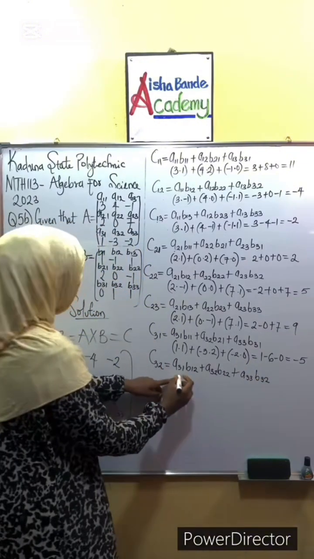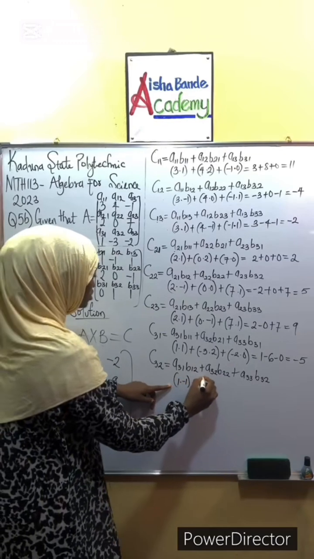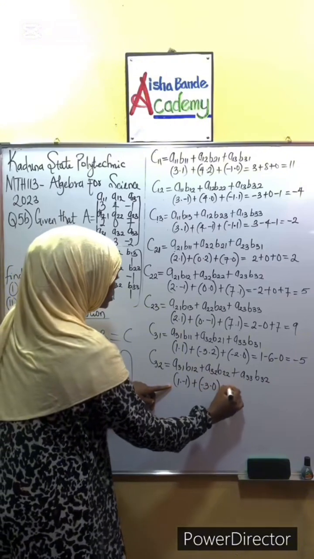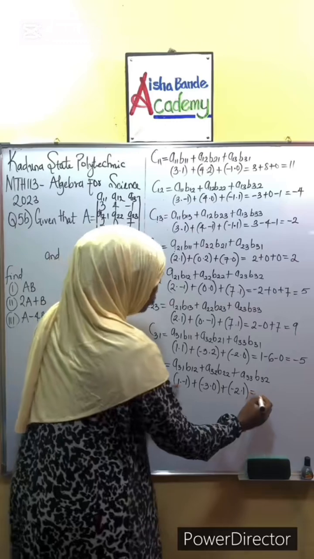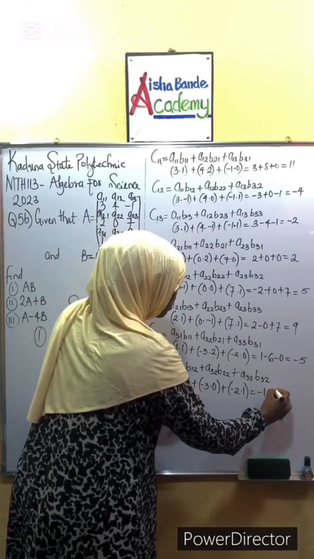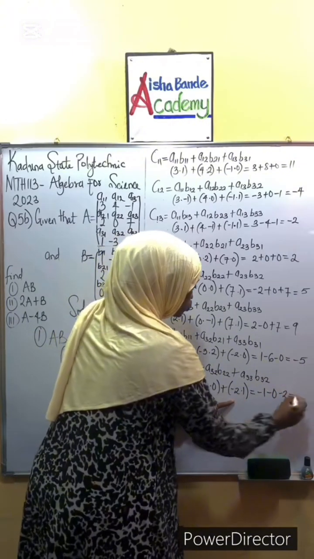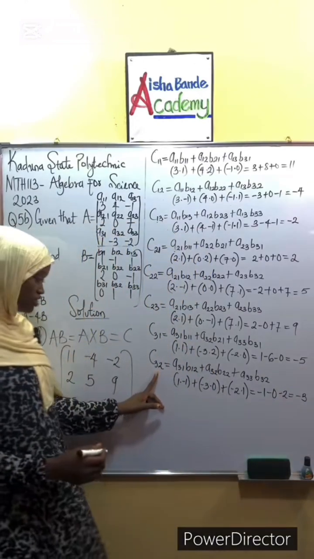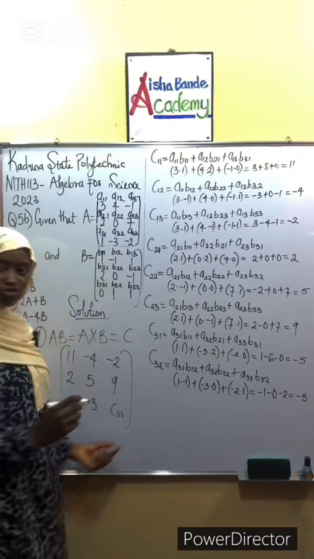So let's substitute. Here we have 1 multiplied by minus 1, plus minus 3 multiplied by 0, plus minus 2 multiplied by 1. Simplifying, 1 times minus 1 is minus 1. Then minus 3 times 0 is 0, so we have minus 0. Then minus 2 times 1 is minus 2. Plus times minus is minus 2. So minus 1 minus 0 minus 2 gives us minus 3. So C32 is minus 3. So we substitute in here, C32 becomes minus 3. Now moving on to the last one.